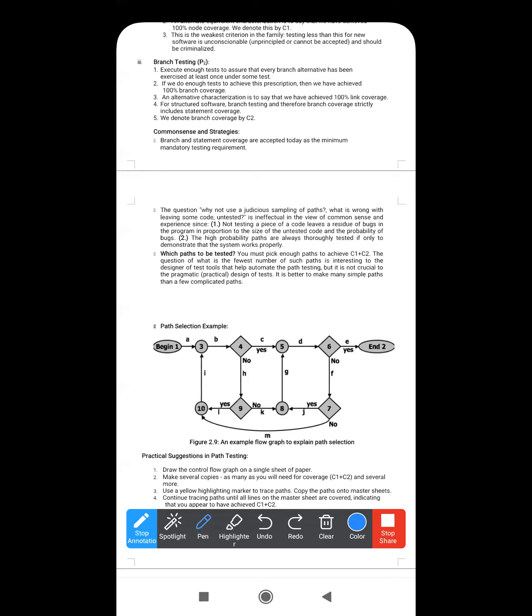Next one, which paths to be executed? Must see this diagram. Path selection example. What is a path? From beginning to ending. This is the beginning, this is the ending part. See here, what is the path? First one, A, B, C, D, E is the path. See, madam, this is the condition. So, the condition will have either if it is false, it goes to the other condition. If it is true, it goes again. Like that, the path goes.